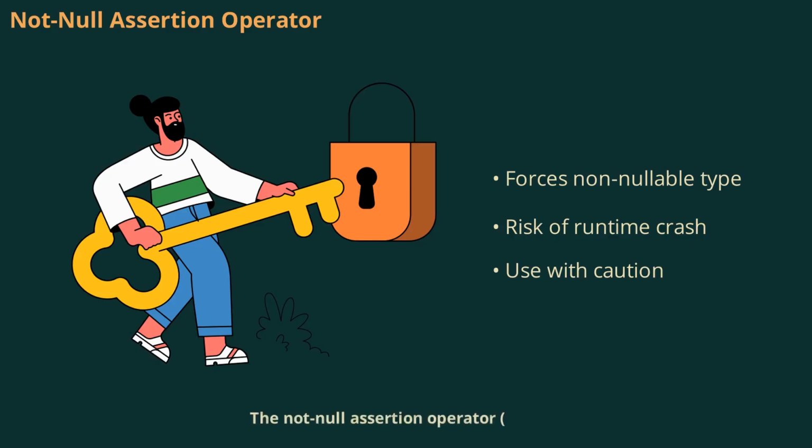The not-null assertion operator in Kotlin forces a nullable value to become non-nullable. It tells the compiler, "I promise this variable is not null." However, if the variable is actually null at runtime, your program will throw a null pointer exception and crash. Use this operator only when you are absolutely certain the value is not null. It's a powerful tool, but it comes with risks.